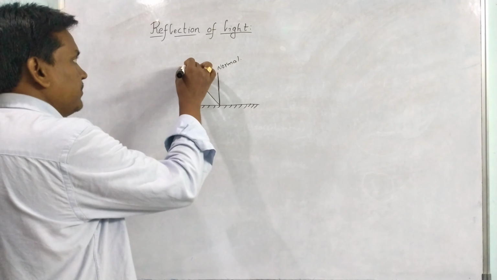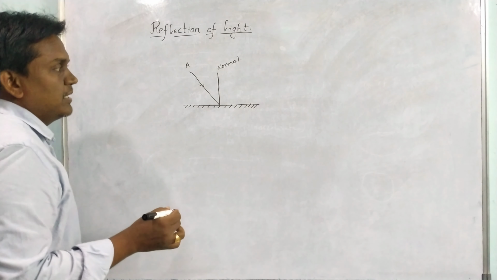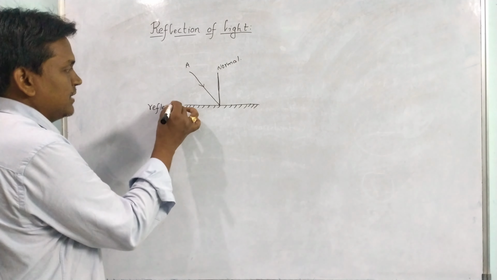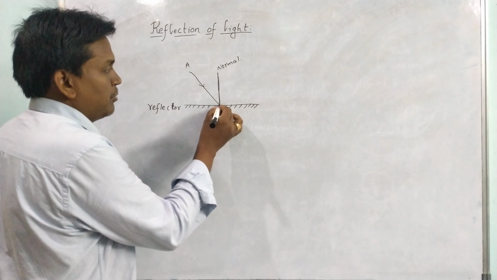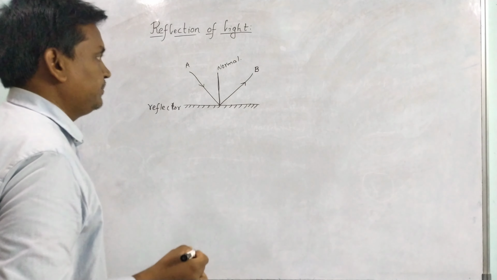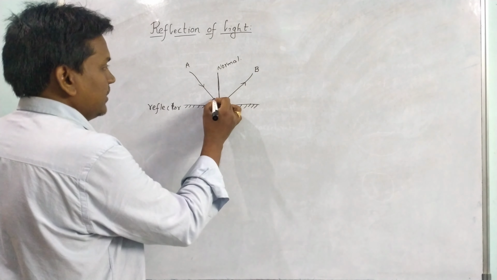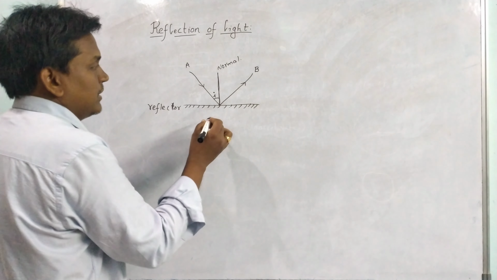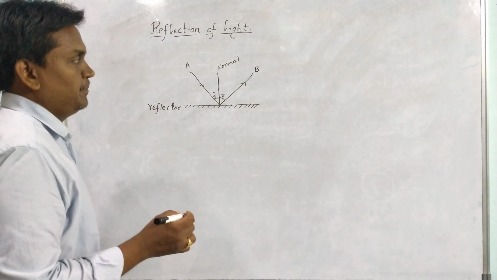A is traveling in this direction and it hits the reflecting surface, or what we call the reflector. Whenever the light ray hits the reflector, it will rebound back into the same medium. So this is the ray B, which rebounds back into the same medium, and here we call this the angle of incidence I, and this we call the angle of reflection R.